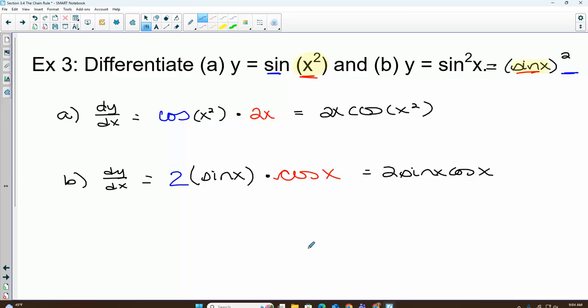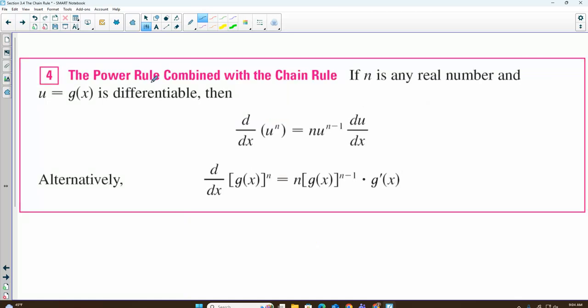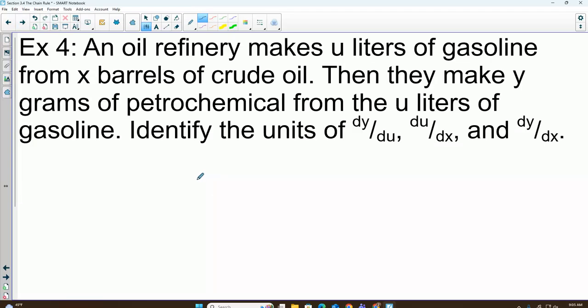All right. Are there any questions on those? Do you see the difference between the two? Your book has a theorem where it states the power rule with the chain rule. That's what we have been doing, so it's really nothing new. I want to take a look at this problem together, and then I'm going to have you try some on your own.